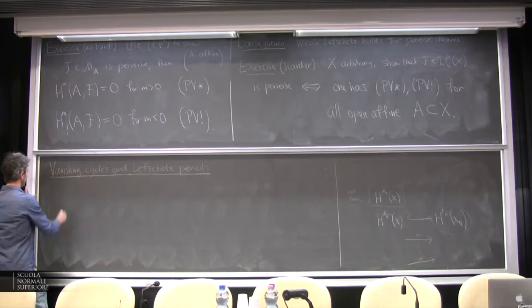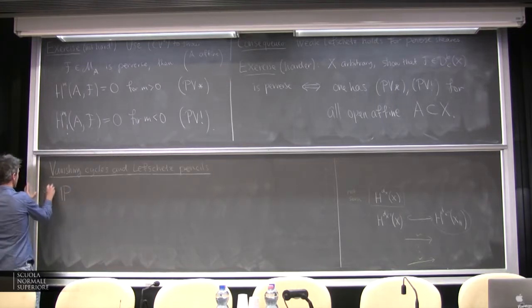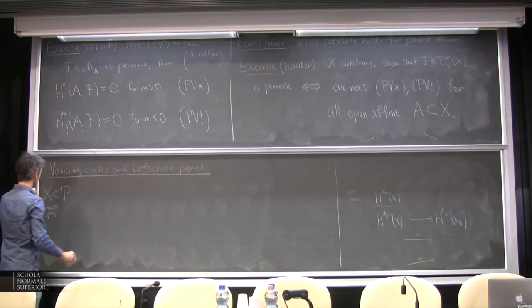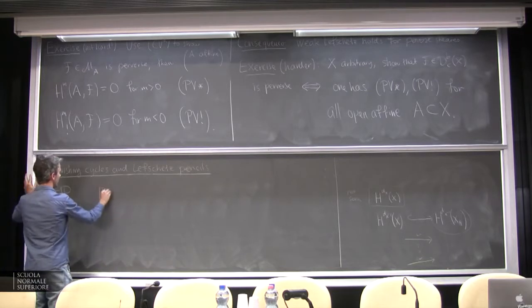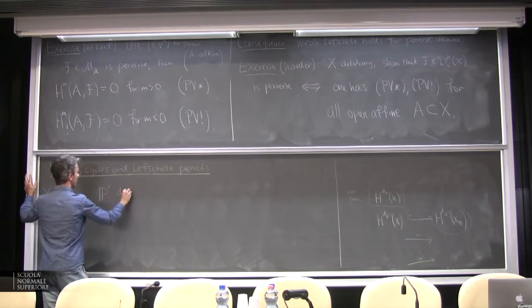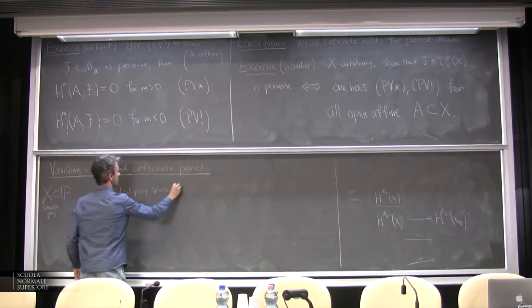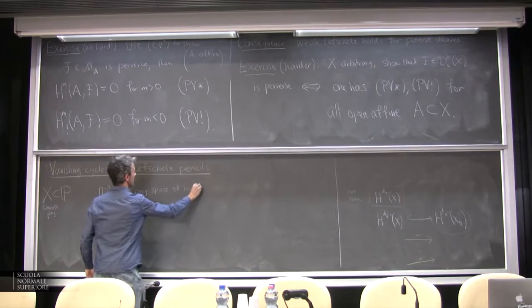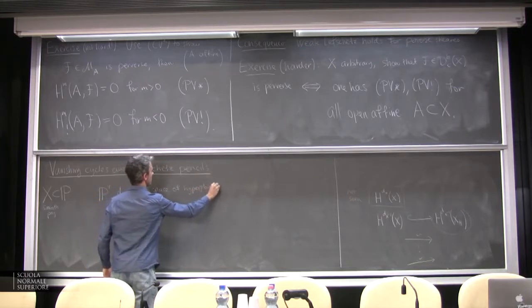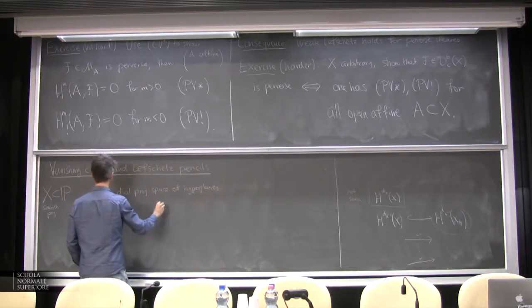So we have our projective space P here. We have our X inside it. And we're assuming this is projective. And then we denote by P dual the dual projective space of hyperplanes.